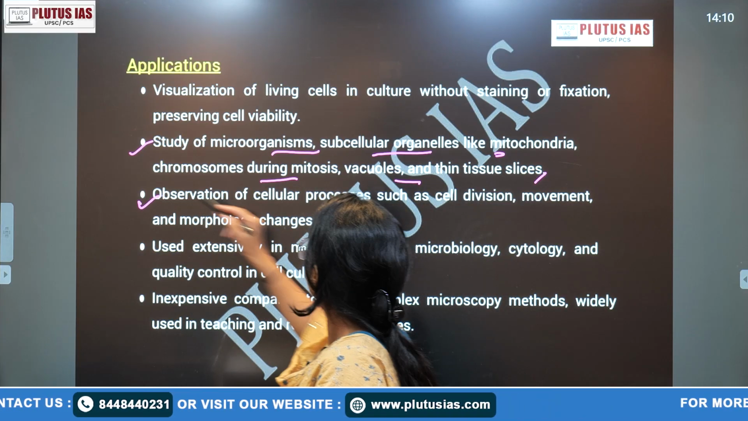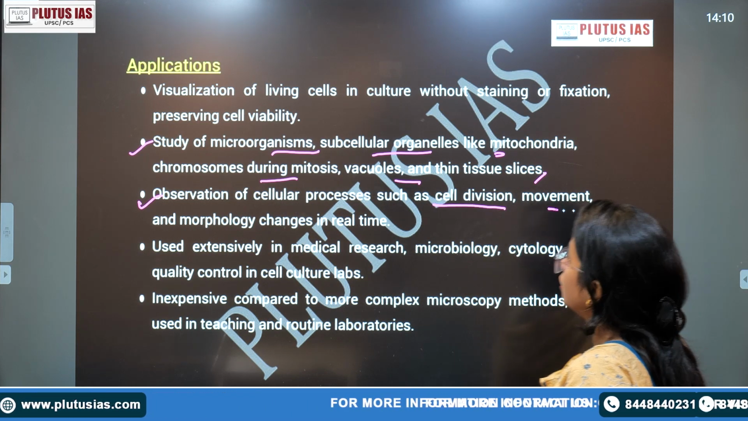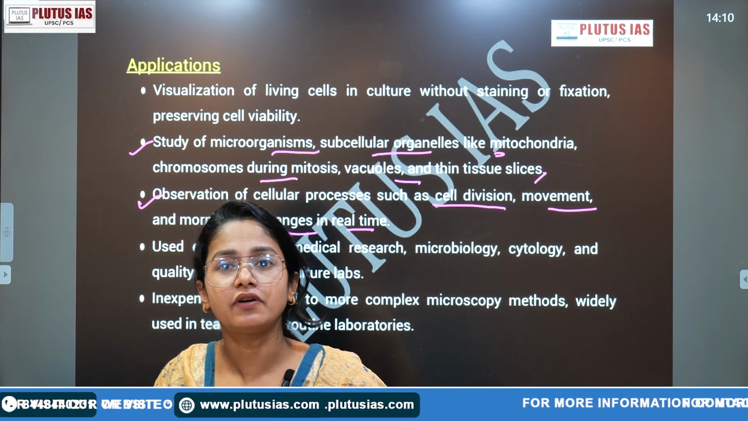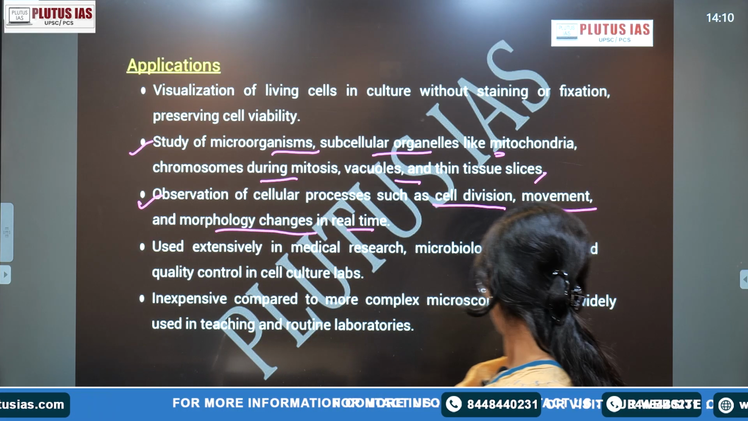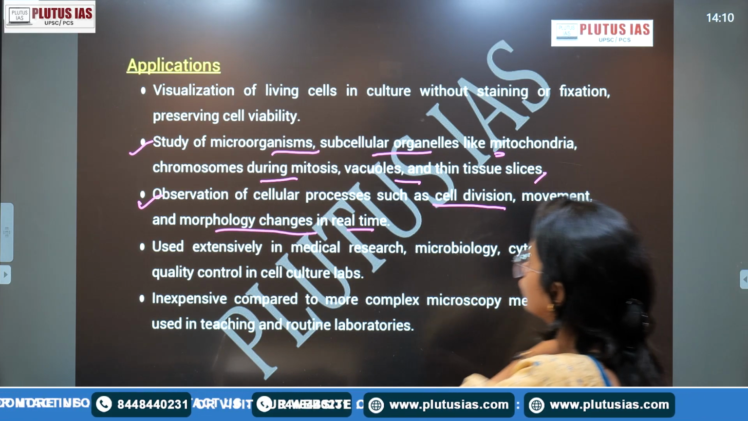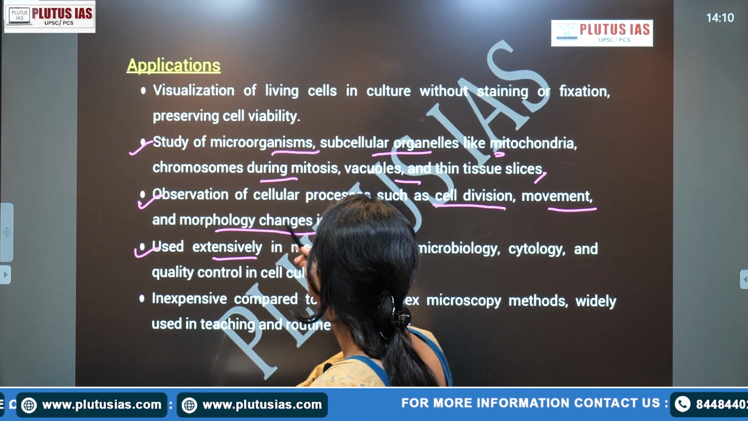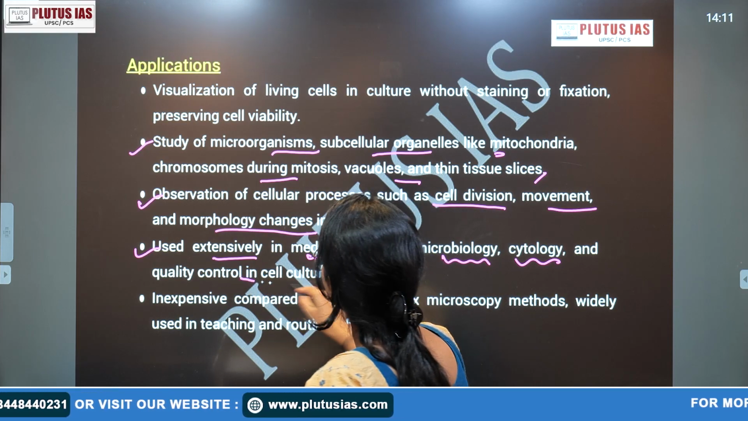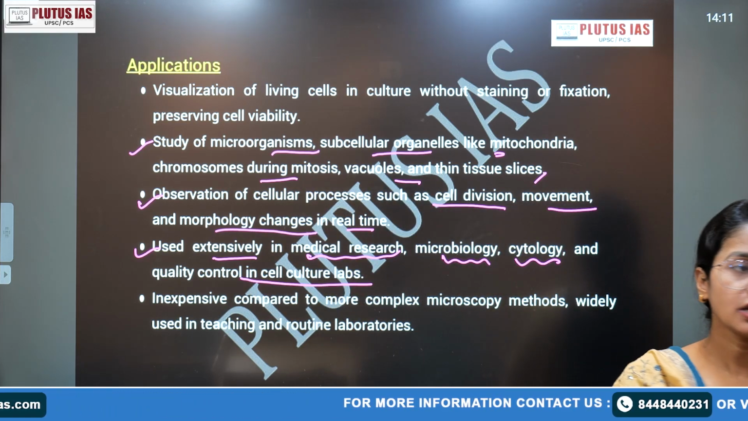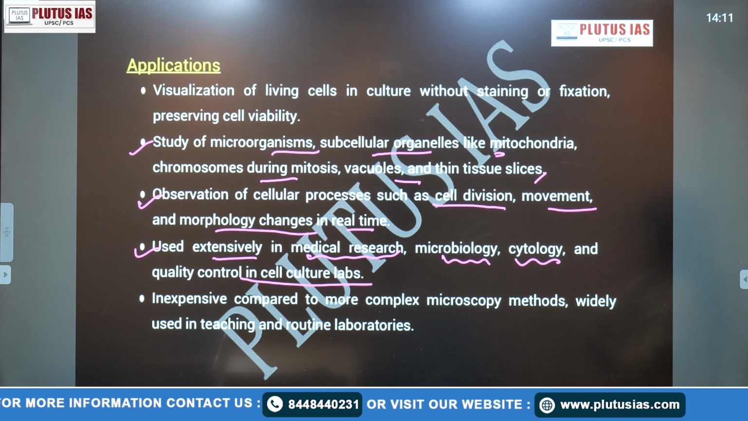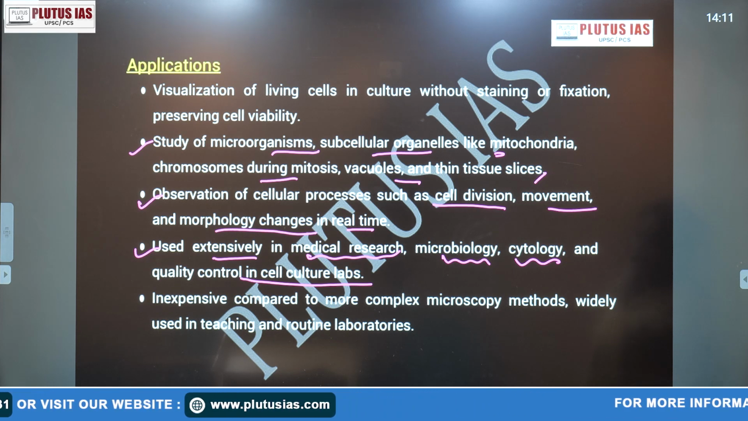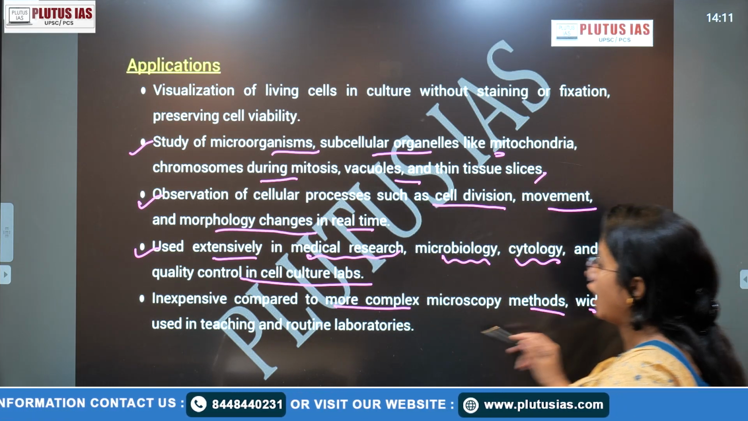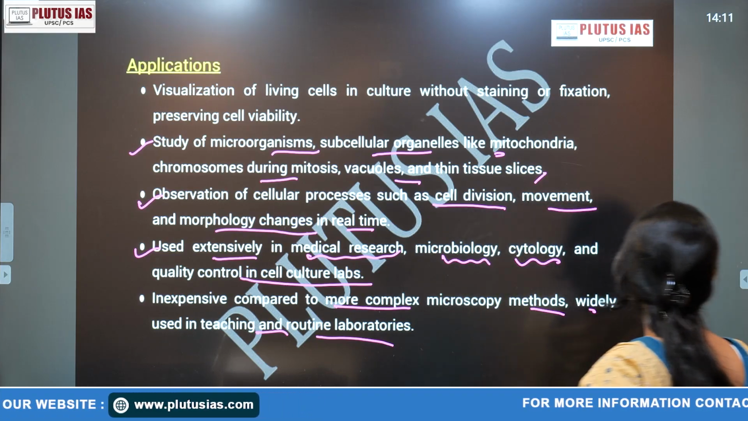Then observation of cellular processes such as cell division, movement, and morphology changes in real time, such as in your metaphase stage. Generally, you must have heard that in the metaphase stage you can see the best morphology of the chromosome, right? Then it is used extensively in medical research, microbiology, cytology, and quality control in cell culture labs. Okay, and it is also used in immunology. Then it is inexpensive compared to more complex microscopy methods, and widely used in teaching and routine laboratories.